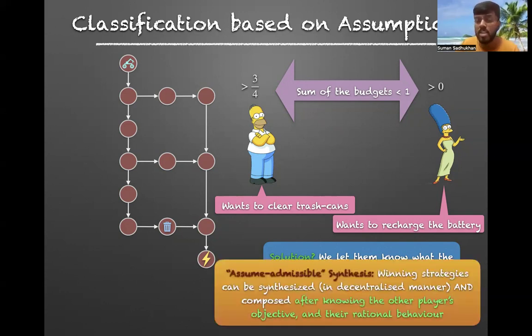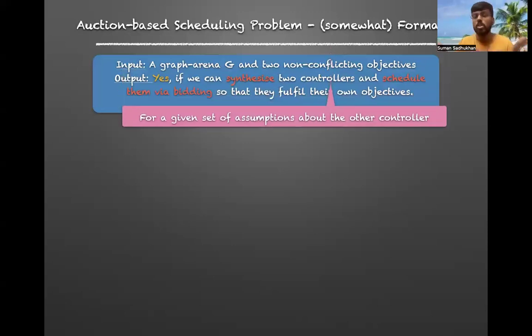So this is what's called assume admissible synthesis. We are synthesizing, assuming the admissible behavior for the other player. And so, how to find such vertices? That is what we study in this paper, how to find such vertices.